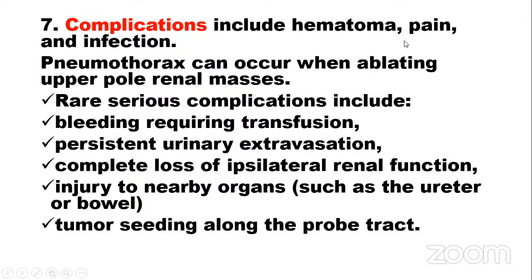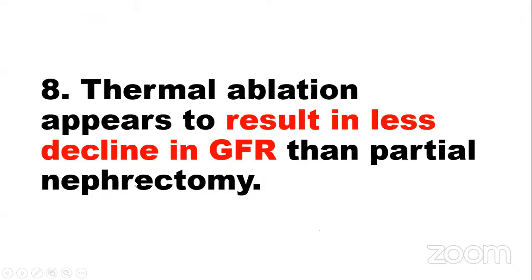The complications include hematoma, pain, and infection. Pneumothorax can occur when ablating upper pole renal masses. Rare serious complications include bleeding requiring transfusion, persistent urinary extravasation, incomplete loss of ipsilateral renal function, injury to nearby organs such as the ureter or bowel, and tumor seeding along the probe tract.